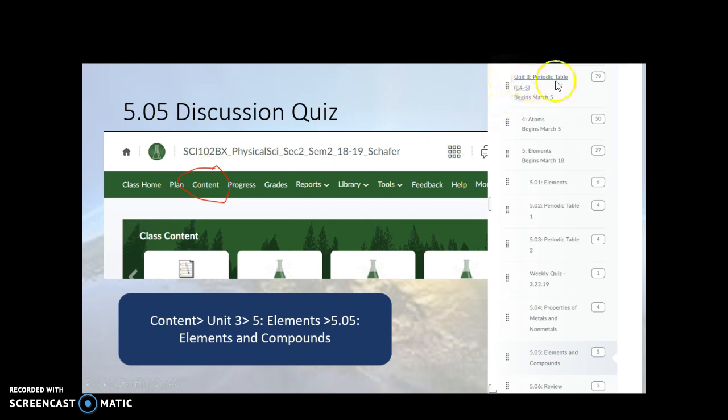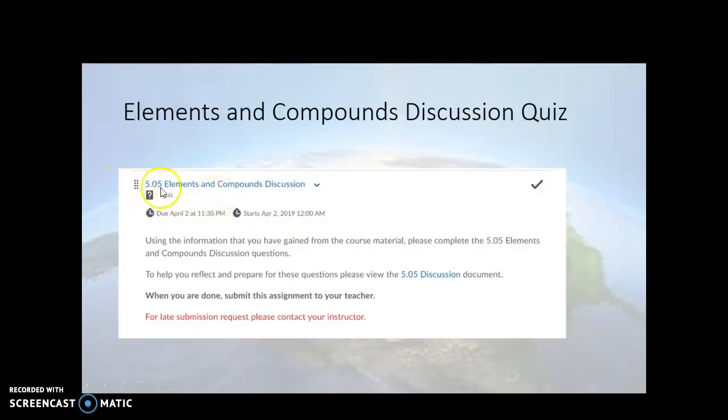This is found in Unit 3 under the periodic tables for chapters 4 and 5. Then you want to go into the Chapter 5 elements and down to the 5.05 elements and compounds. When you click on that, one of the things you will see is this discussion quiz. There is the ability to click on and preview this quiz ahead of time so that you can prepare and use your notes to help you out.